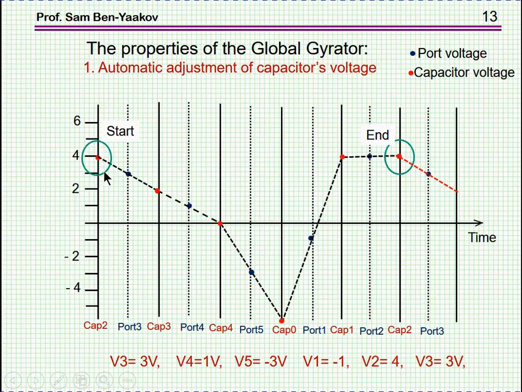We are starting with a capacitor voltage of 4 volts, according to the calculation we've just made. The first port to be connected has a voltage of 3 volt, then it is 1 volt, and then minus 3, and then minus 1, and then 4 volts. So the capacitor voltage starts from 4, goes to 2, and then to 0, and then to minus 5, and then all the way to 4. And since the voltage here is 4, there is no change, and it ends up at 4. So lo and behold, the capacitor voltage is reaching the same value. So you can now start another sequence, and it is a stable situation. This is a very remarkable feature of this converter.